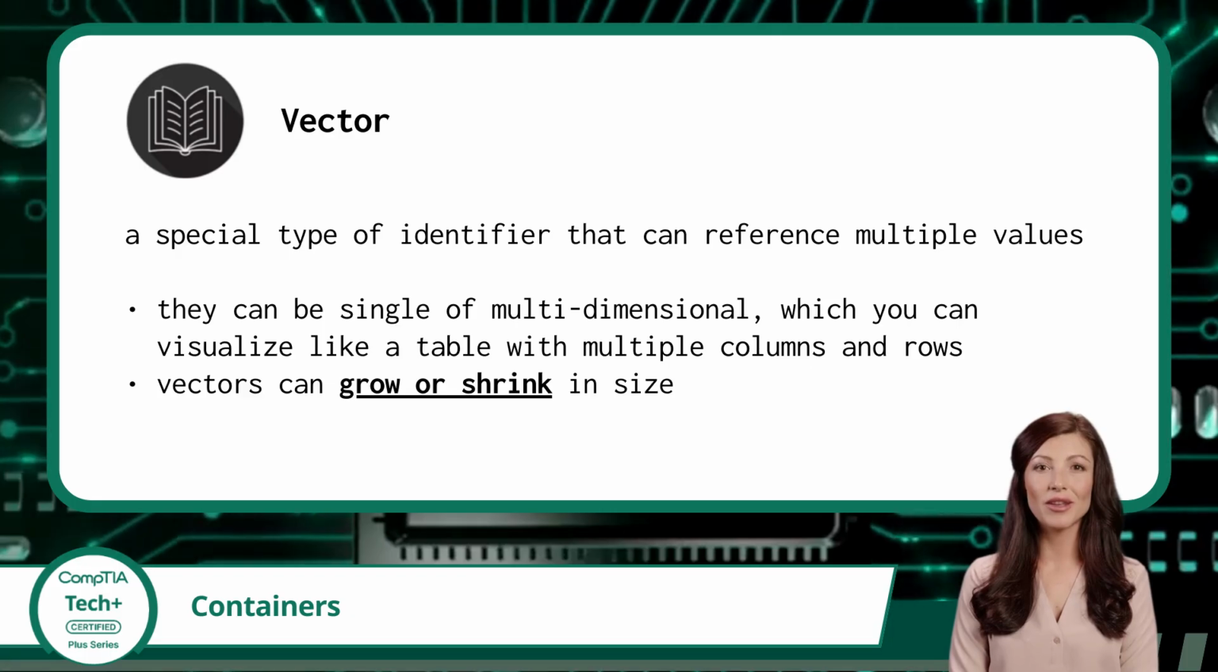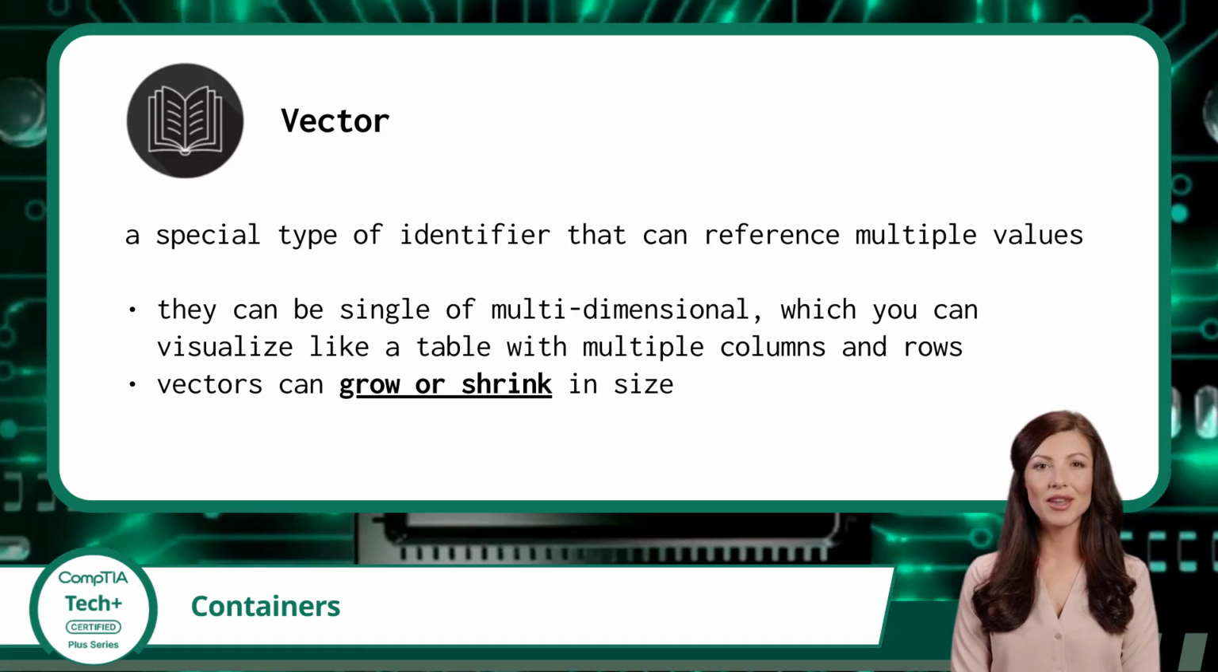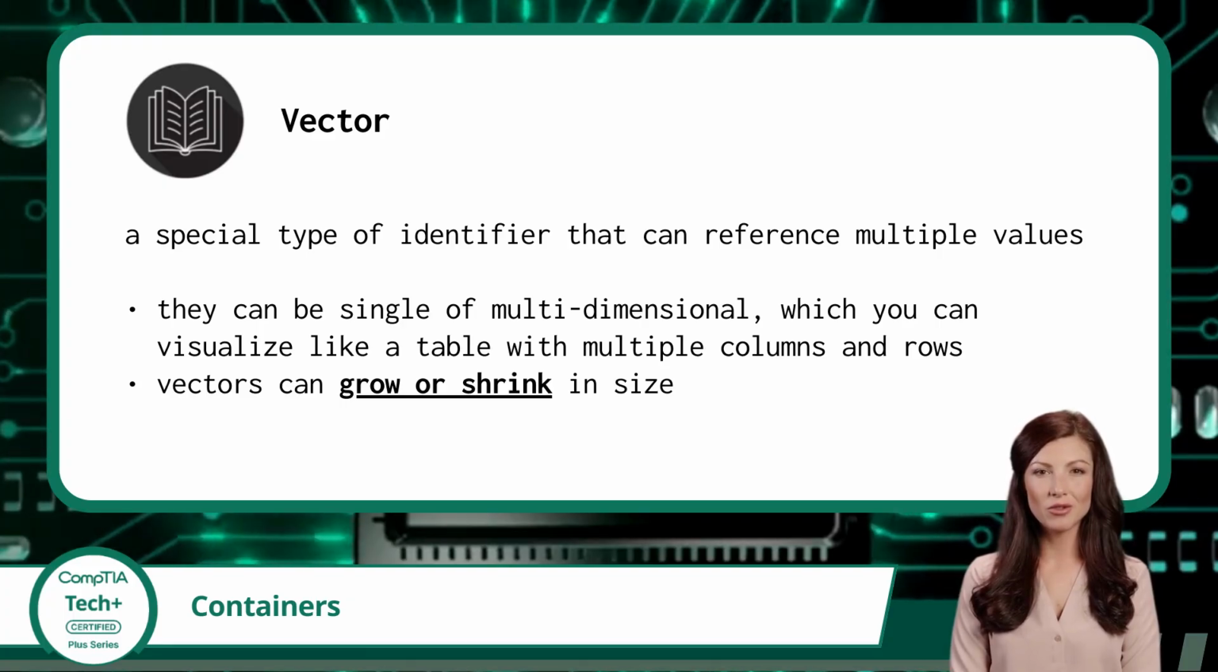Now how does CompTIA define a vector? A vector is another special type of identifier that can reference multiple values. These values can also be arranged in a single or multi-dimensional manner. But a vector differs from an array in one major way. A vector has the ability to grow or shrink in size.